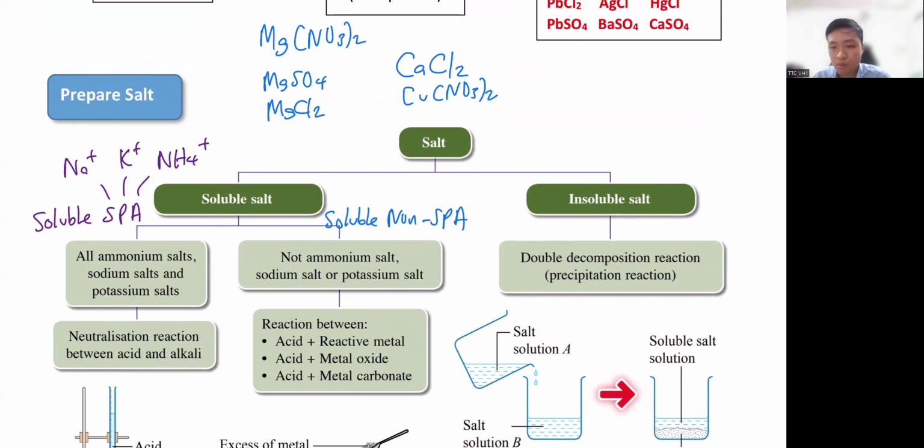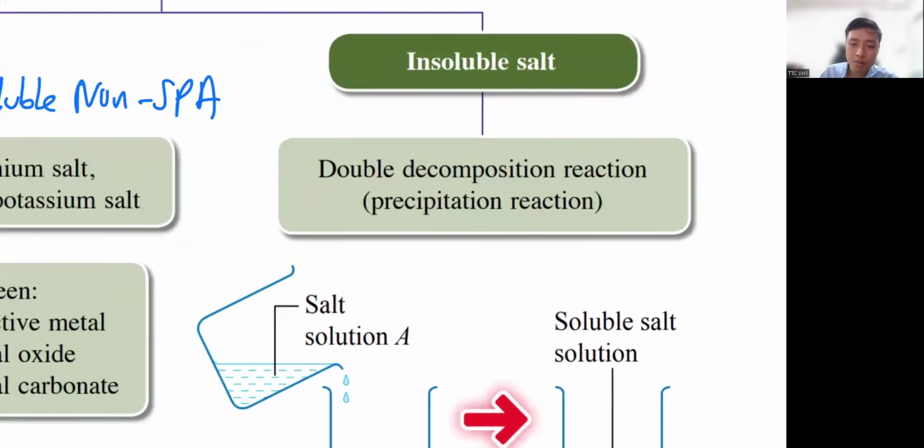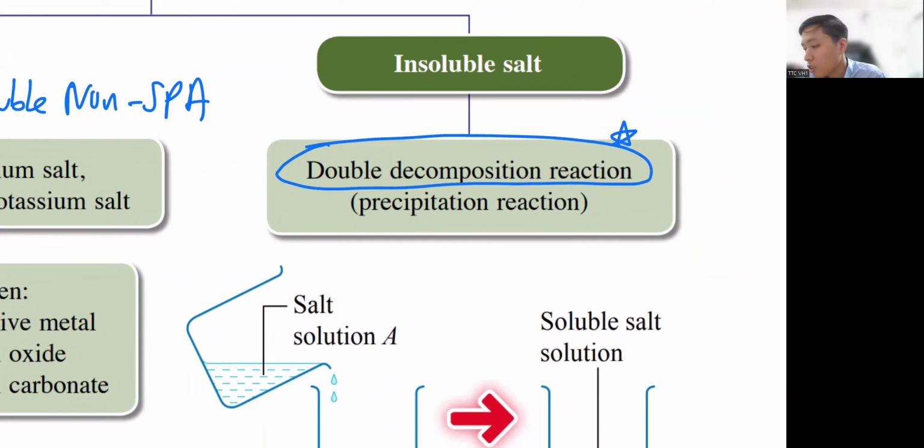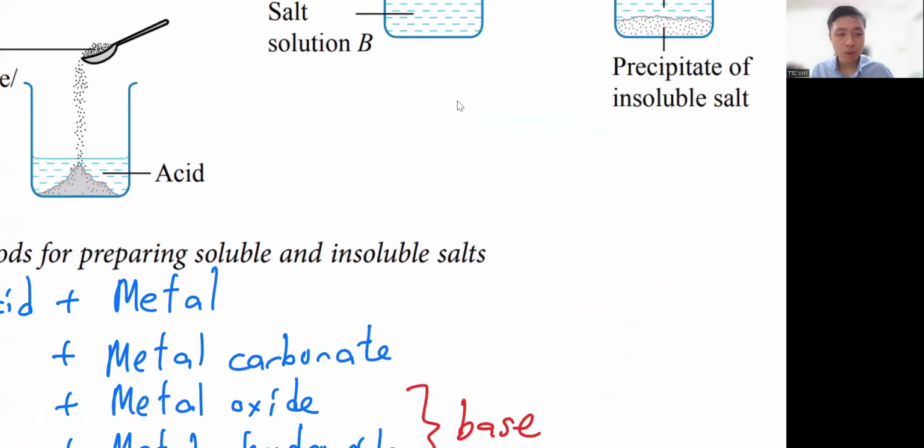Insoluble salt. They always ask, by the way, what is the name of the reaction that prepares an insoluble salt? This name is called a double decomposition reaction, where they will prepare an insoluble salt. Now let's look at how to prepare it.